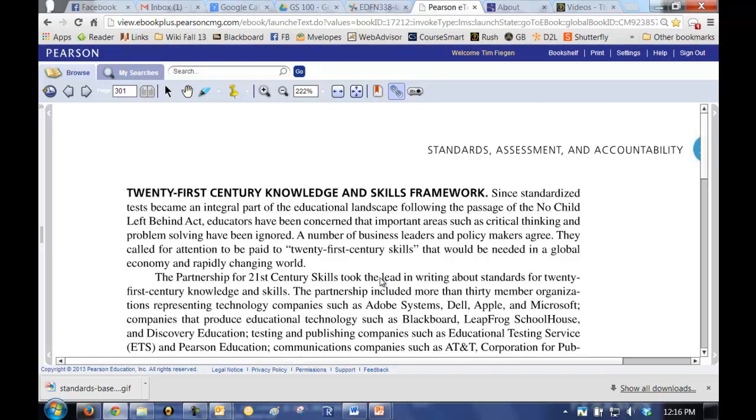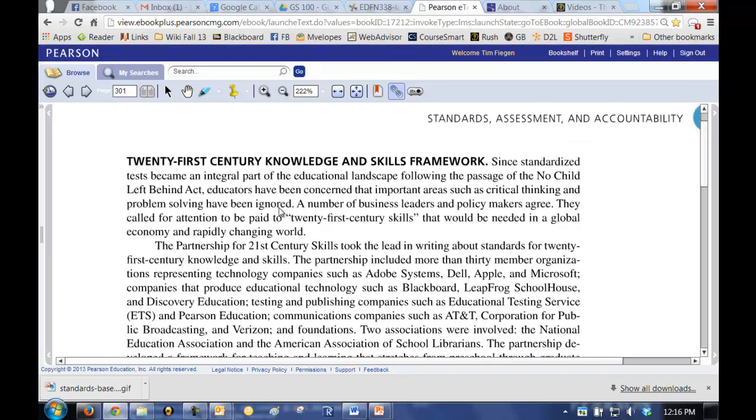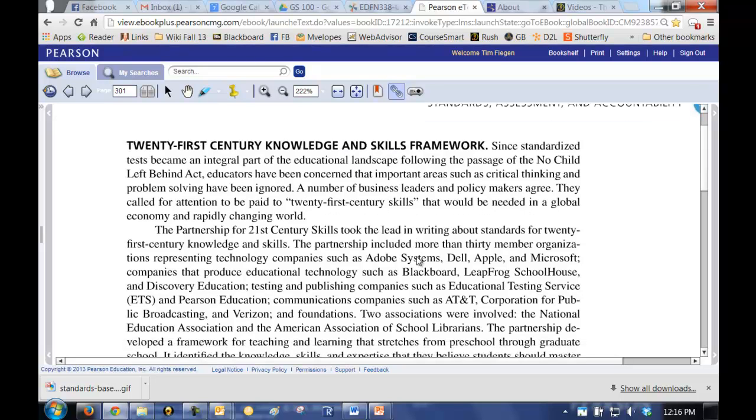And then, of course, states had their state tests and stuff. And then they went to this 21st century knowledge and skills framework, and this is all about technology. Since standardized tests began to take over, educators have been concerned that such things as critical thinking and problem solving have been ignored. And here's another thing, and you're going to really think I'm whiny now. Critical thinking and problem solving, but what the heck is that?